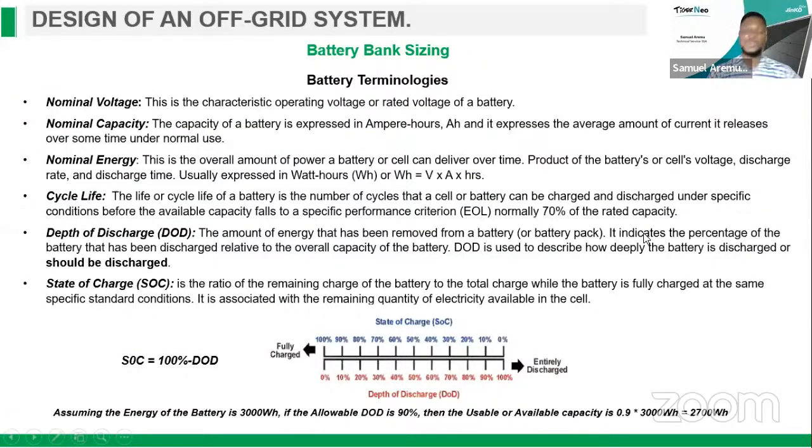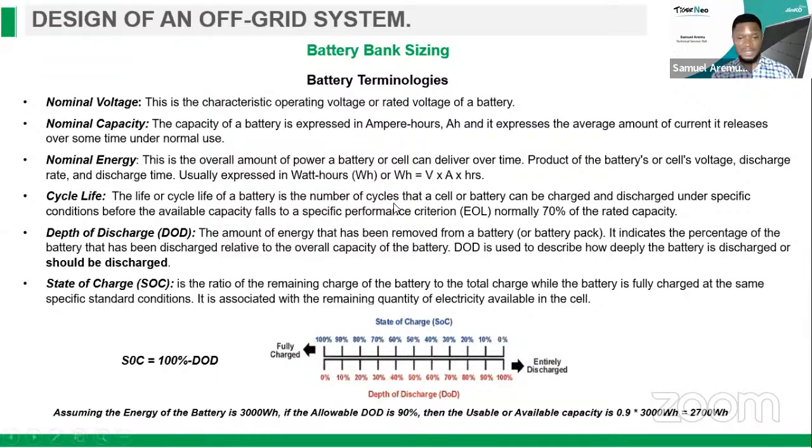Then before we go into battery sizing, I'd like to explain some battery terminologies. One is nominal voltage. This is the operating voltage, or let's say the rated voltage, of a battery. In most scenarios, you see things like 2 volts, 6 volts, 12 volts, 48 volts, and these are regarded as low voltage batteries. Then we have high voltage batteries like 100 volts and above.